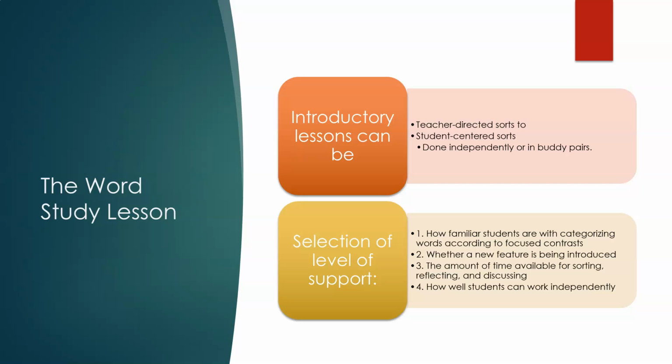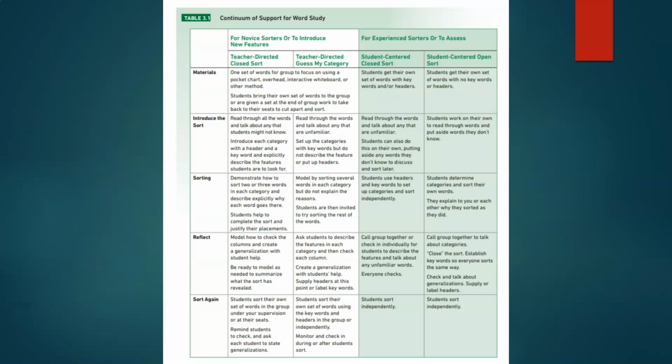And introductory lessons can be teacher-directed sorts, so you can have the teacher directing a sort, student-centered sorts, or done independently or in buddies or pairs. And then you will be selecting the level of support. One, how familiar students are with categorizing words according to whatever your focus is, your focus contrast, whether a new feature is being introduced, the amount of time available for sorting, reflecting, and discussing, or how well students can work independently. And all of those are going to lead to your determination of how much support the students need.